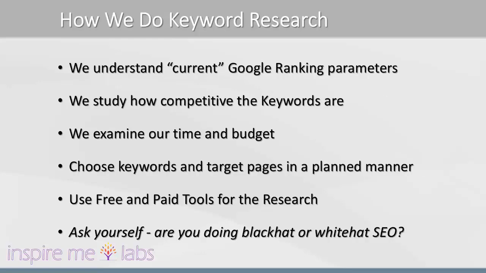Okay, so how do we do keyword research? Firstly, the algorithm is always changing. There are updates to it. So you need to understand what the current Google ranking parameters are. If you don't understand that, if you don't stay up to date, you're not going to be able to rank. Your rankings are going to drop, and then you're going to wonder why it's happening. So it's very important to be up to date.